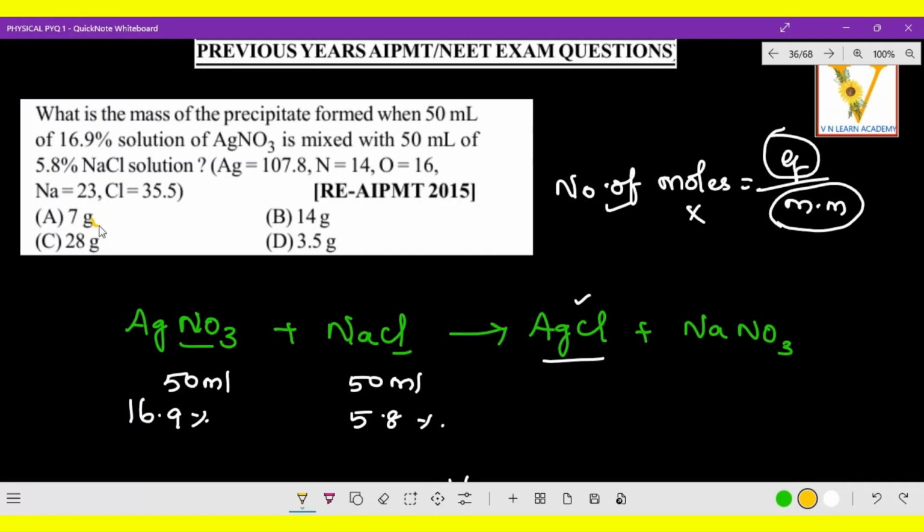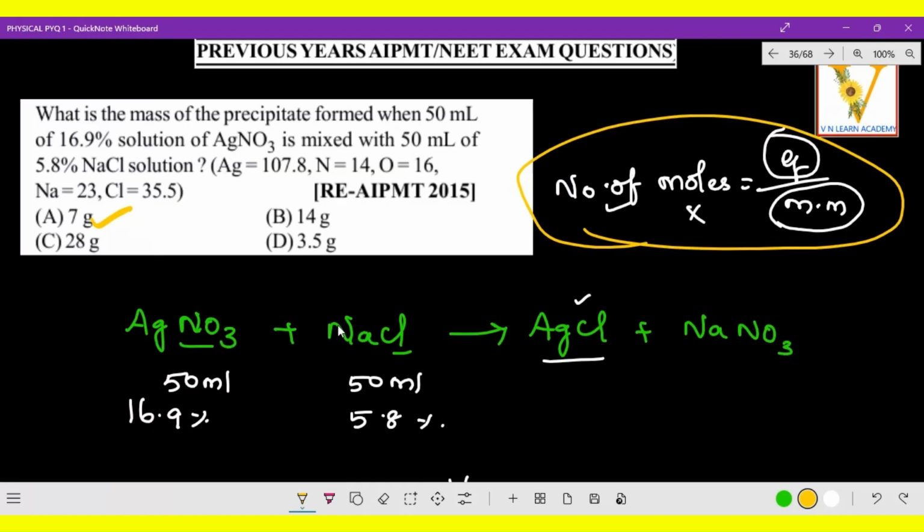So which is the correct option? 7 gram. Hope you got this concept and the idea of this question. Come on, let's go to the next question.